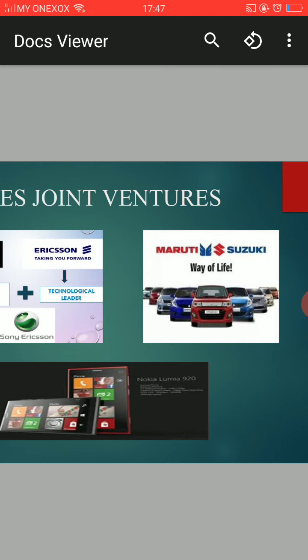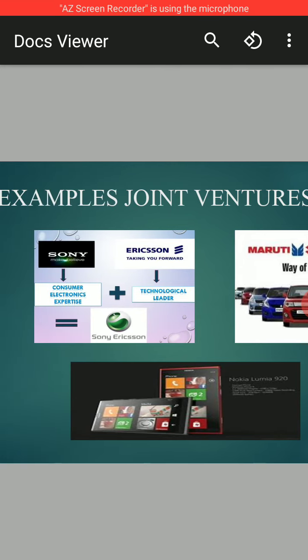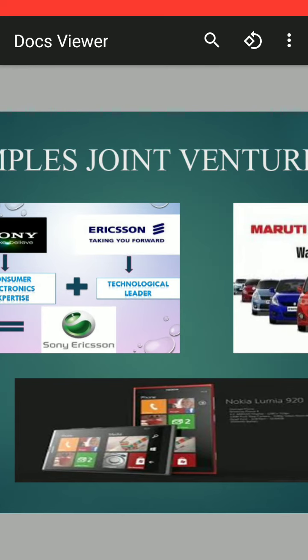Okay, the next example you can see here, Nokia. Nokia joined forces with Microsoft to develop the Nokia Windows phone, which is known as the Nokia Lumia. Nokia is the handphone producer, and Microsoft is known as a world software developer.